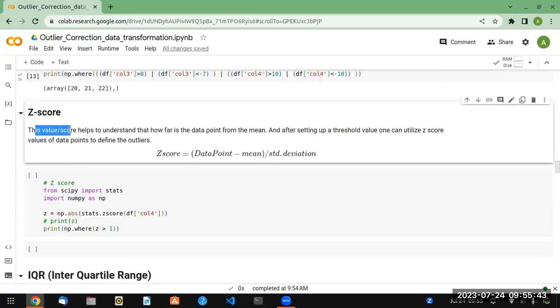This value or score helps to understand how far the data point is from the mean. Guys, have you heard this kind of sentence previously? And where? Statistics. Yes, in statistics, which parameter are we also seeing? Standard deviation. Correct. All right, so standard deviation, if you recollect, this kind of thing was there.